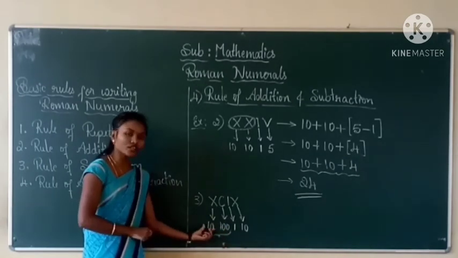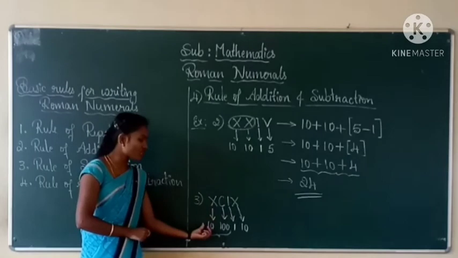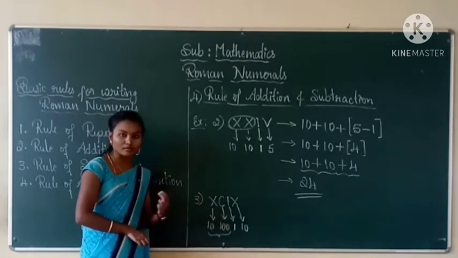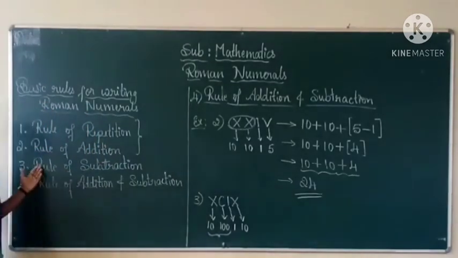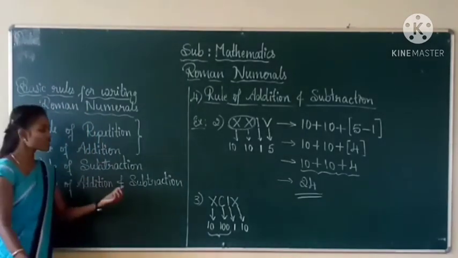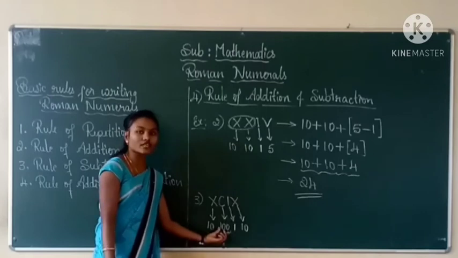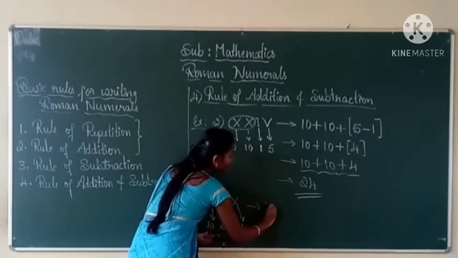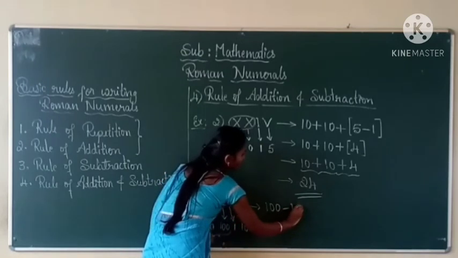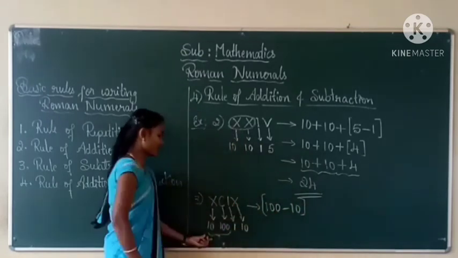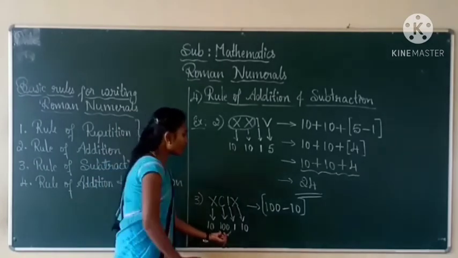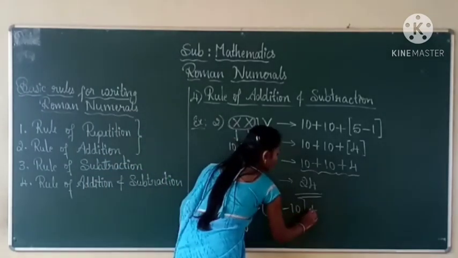So when a smaller numeral is written to the left side of a larger numeral, it is always subtracted. It is the rule of subtraction. It is always subtracted from the larger numeral. Therefore it is 100 minus 10. We have to minus 10 from 100. Next, write the symbol of plus.